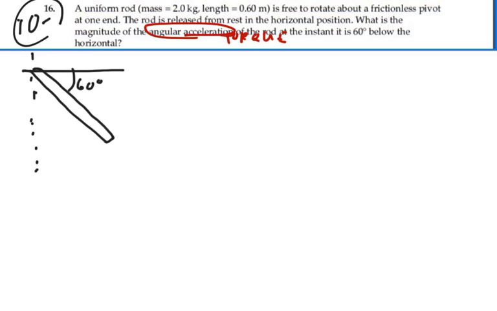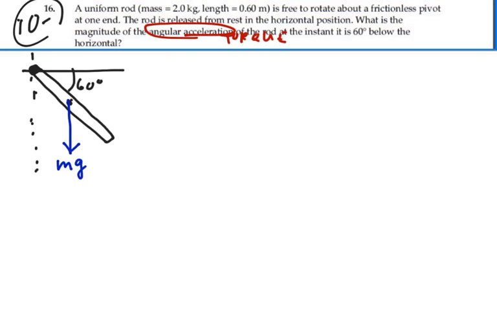And looking at this rod at this position, the force that is supplying the torque is the force of gravity, and the gravity is acting on the center of mass of the rod. So if this is the center of mass of the rod, the force of gravity is going straight down towards the center of the earth, that force being mg. It's acting on the center of mass of the rod.